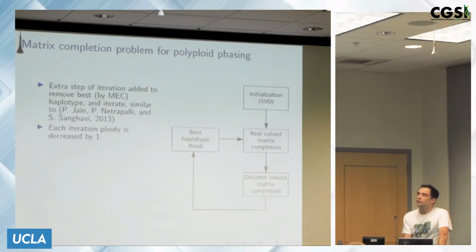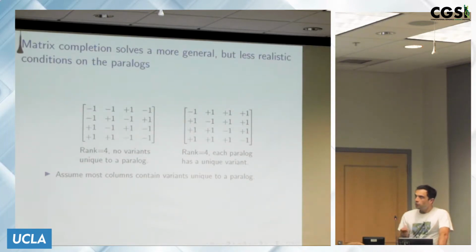Okay. So the approach using matrix completion needs to essentially estimate the most divergent paralog first, and then keep iterating until there are no paralogs left to separate out. There is a bit of a problem with this formulation, and it's essentially ignoring the fact that we have variants that are unique to a specific paralog. What's shown here is a matrix that's of rank 4 but has no variants unique to a paralog. And this is something that the matrix completion problem is capable of separating out. Whereas here, there is a different matrix that's of rank 4, and each paralog has a unique variant. And this is more akin to the structure of the problem that we have.